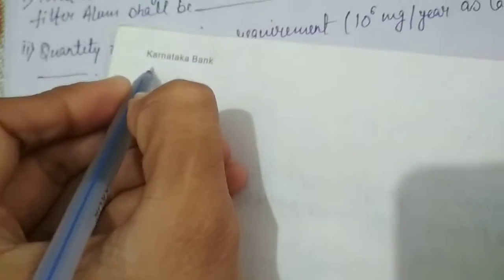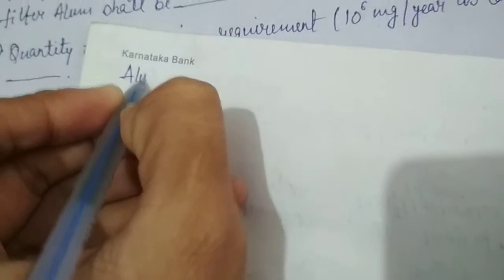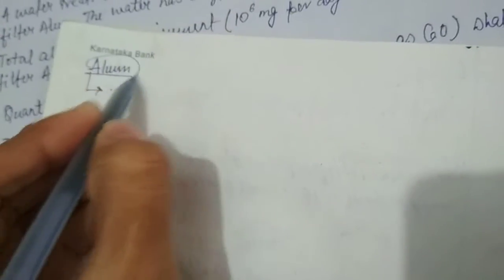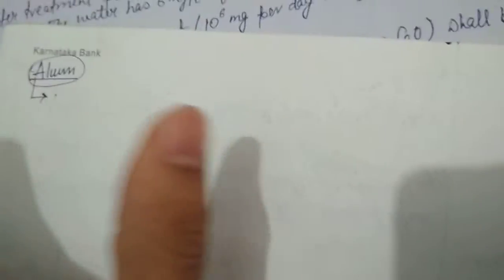So we will see what is alum. Alum is added to the water to remove the dissolved solids in the water. What alum does is it settles down all the solids that are present in the water, or removes the alkalinity that is present in the water.